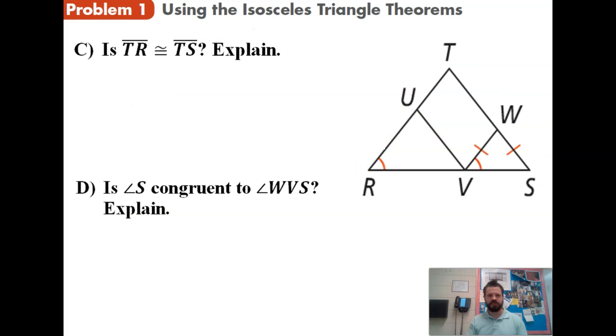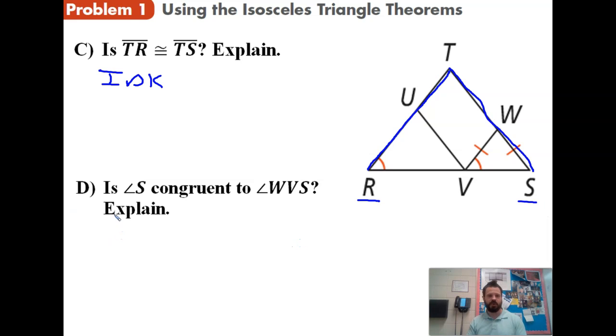All right, so let's run through C and D. C asks, is TR congruent to TS? Explain. All right, TR is right here, and TS is right here on the left and right side. And for this one, I'm going to say right off the bat, IDK, I don't know. Okay, because I'm not given that they're marked congruent, and then also I don't know if angles R and S are congruent to each other at this point. Okay, we'll actually figure that out in the next part of the question. So for now, I'm just going to say, I don't know if these two sides are congruent.